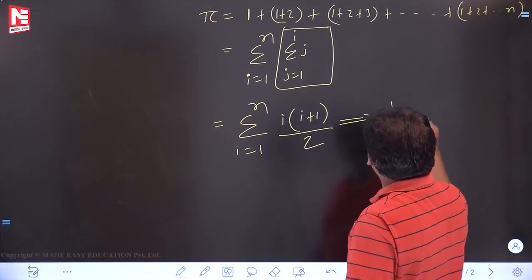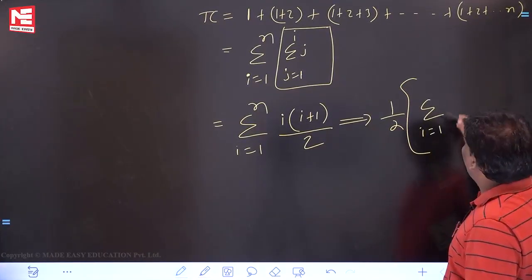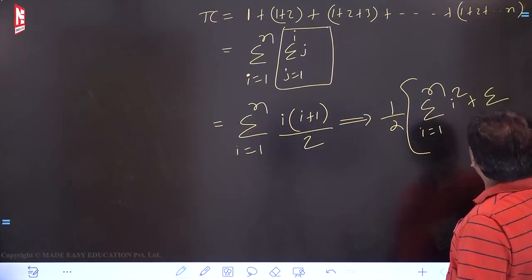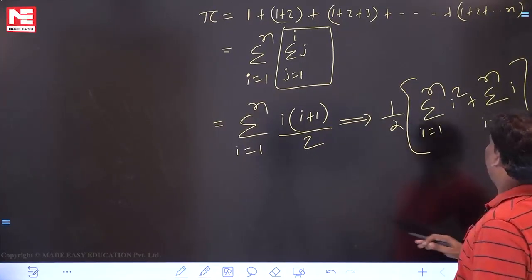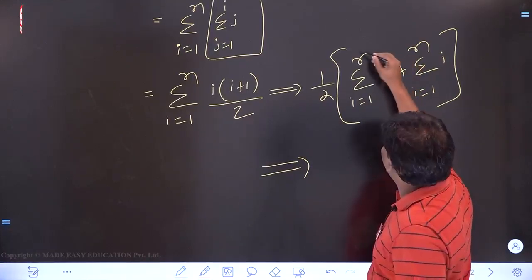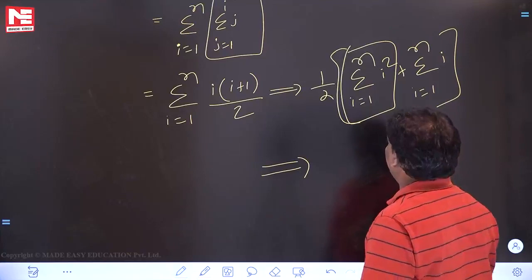1 by 2 is outside. Remaining, if you observe, sigma I is equal to 1 to n, what is the answer? I square plus sigma I is equal to 1 to n of I. 1 by 2 common. Now this one, if you see, this will go to sum of I square natural numbers.